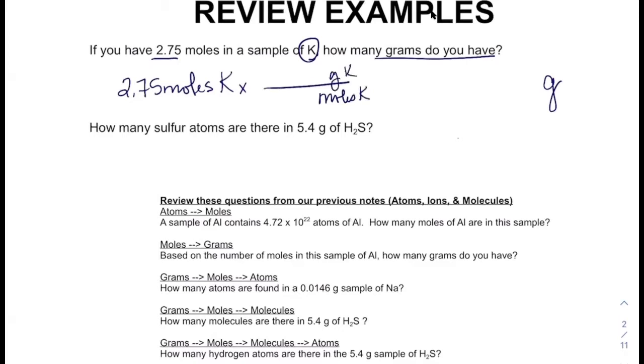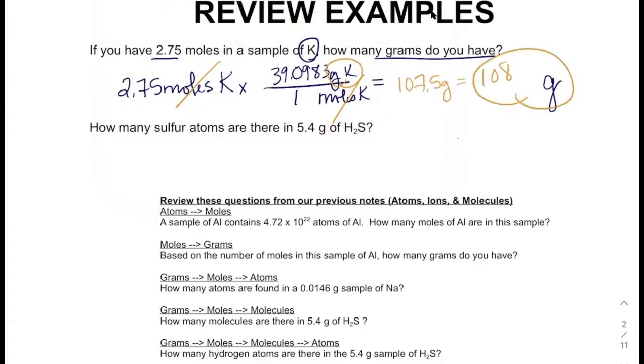And so the thing that we know is the molar mass, and if we look at the periodic table, the molar mass of potassium is 39.0983 grams, and that all is in 1 mole. The units, moles, cancel, and we're left with grams. And so if we do the math out, we end up with 107.5 grams, or with significant figures, 108 grams, and that's the final answer.